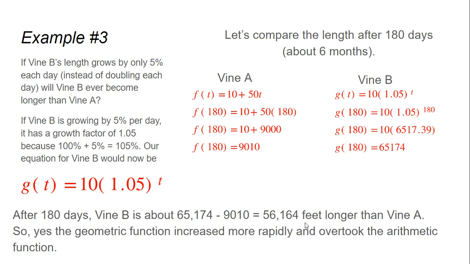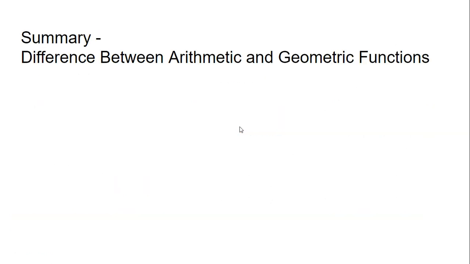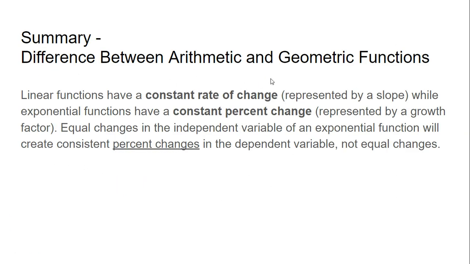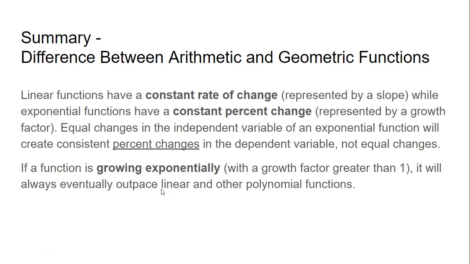So yes, we see once again in the graph, we saw that the geometric sequence took off much more rapidly than in a linear. And here, even though we slowed down the geometric sequence, it's still increasing more rapidly and overtaking the arithmetic function. So essentially, linear functions, because they have a constant rate of change, and exponential functions, because they have a constant percent change, the exponential function will always eventually outpace linear functions. In fact, it's going to outpace almost any other polynomial that we can think of.